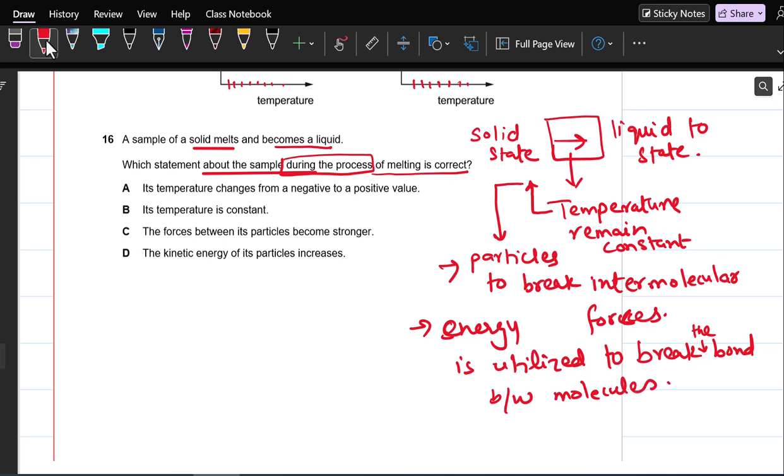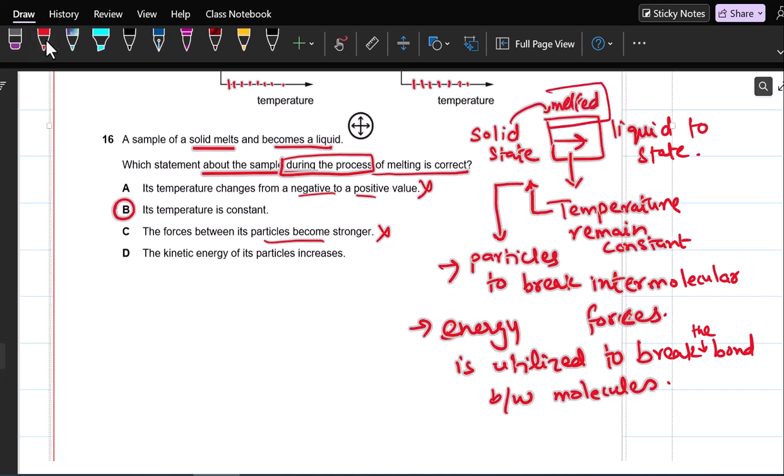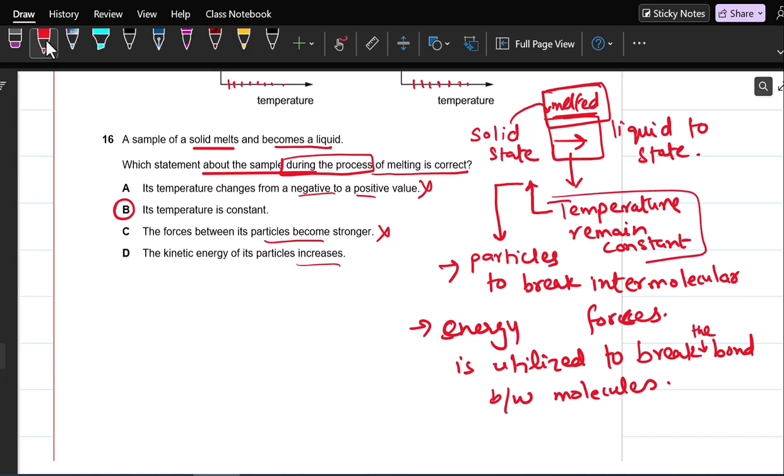So its temperature changes from negative to positive, not possible. Its temperature is constant, yes, possible. The forces between its particles become stronger, no. And temperature is not changing. The kinetic energy of the particle increases? The solid is just melted, during the process we are talking. In the melting stage, kinetic energy of the particle is not going to increase. It is constant. So B is right here.